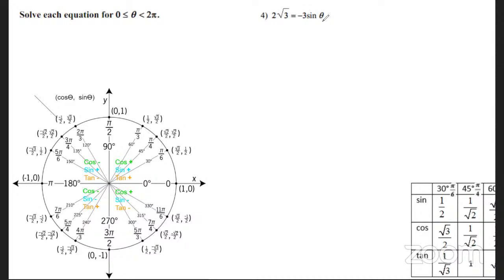So here we have theta, sine of theta. So we need to undo what's being done to our trigonometric function. So we need to divide by -3. So we're going to end up with 2 radical 3 divided by -3 is going to equal sine of theta.